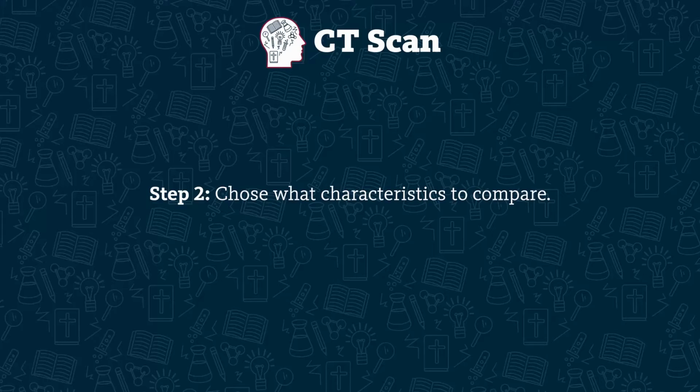Step 2, choose what characteristics to compare. What similarities do you want to base your tree on? Fossil horses, for instance, are typically compared based on toe number and tooth type. Living species today are often compared using DNA or RNA sequence similarities.